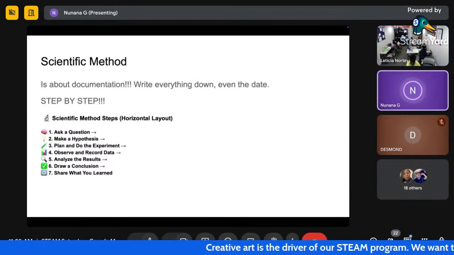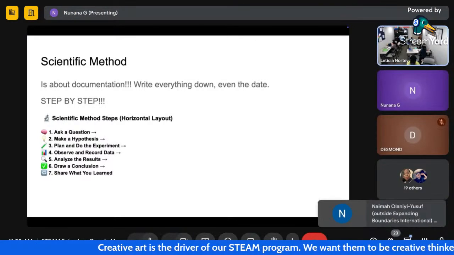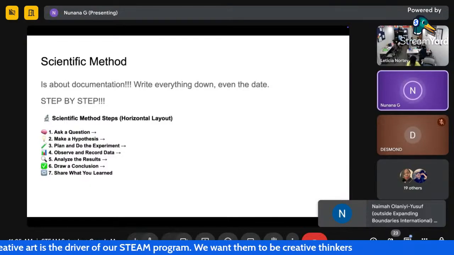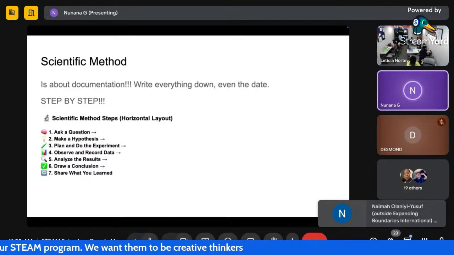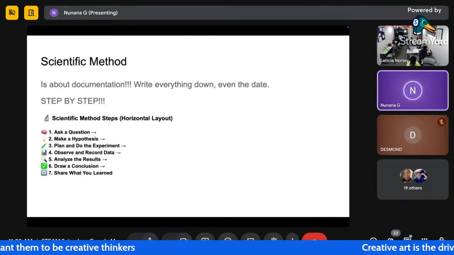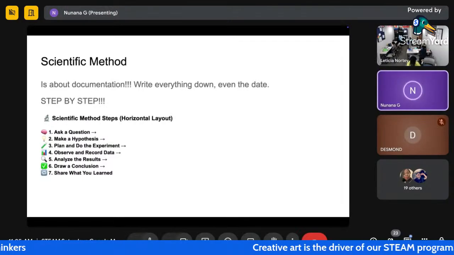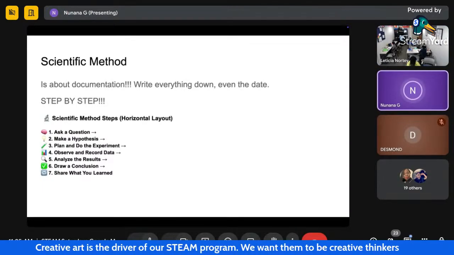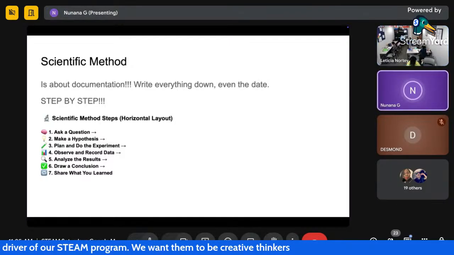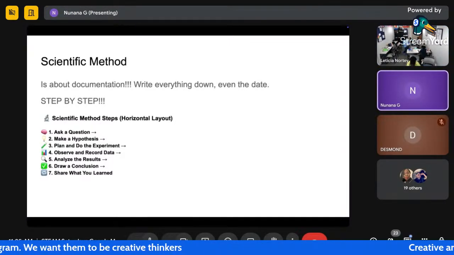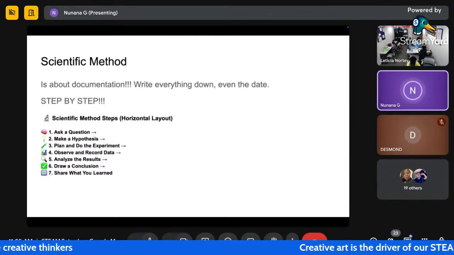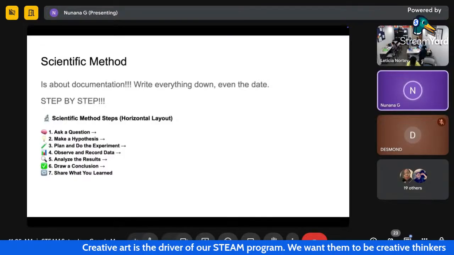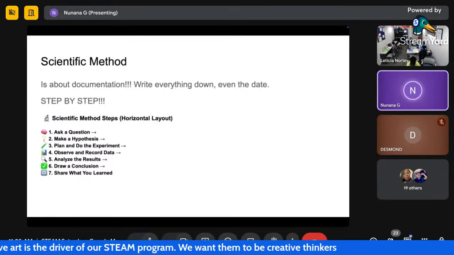All right, moving forward. Okay, so the scientific method is a way to ask a question and find an answer to that question. And for that, we make a prediction or hypothesis based on the question that we have. And then we plan and do the experiment. We observe and record the data that we have. And then we analyze the results, whether our experiments worked or not, and if our prediction came true or not, and why. And then we draw a conclusion out of it.